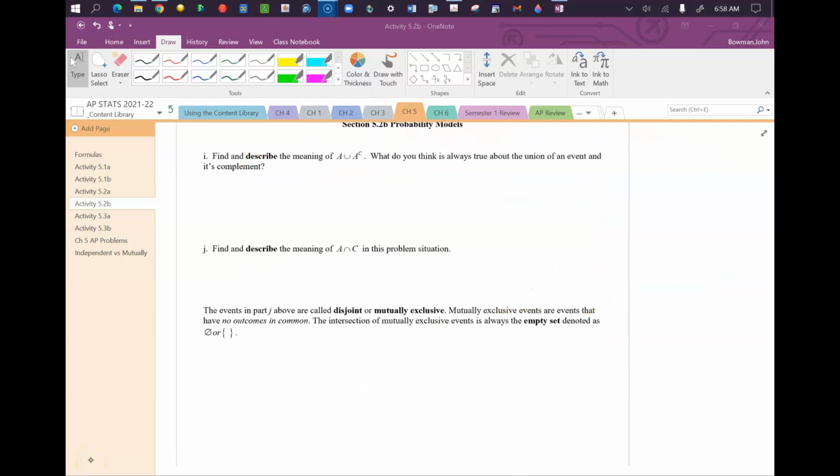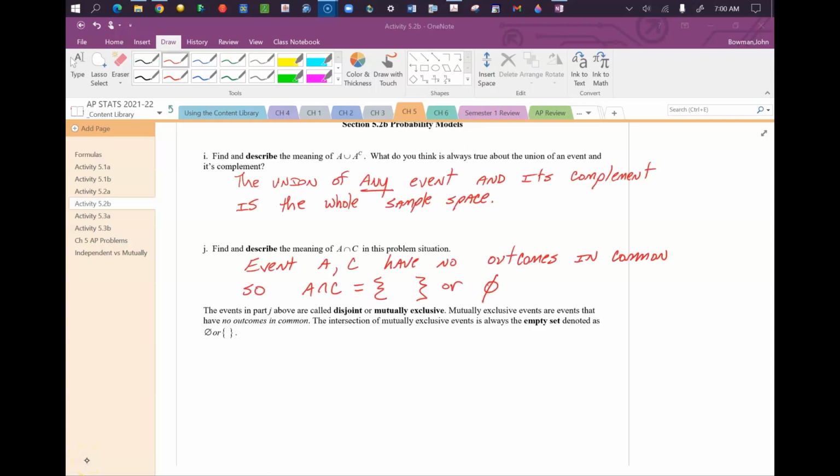If you'd like a little more practice, pause the video, do parts I and J, and then play the video and check your answers. If you said the union of any event and its complement is all the possible outcomes, you are correct. It's the whole sample space. The intersection in part J of A and C is the empty set because they have no outcomes in common.